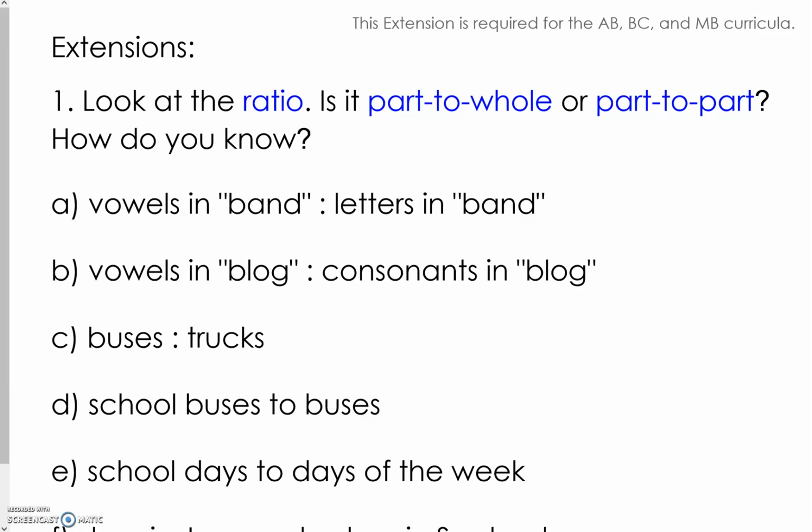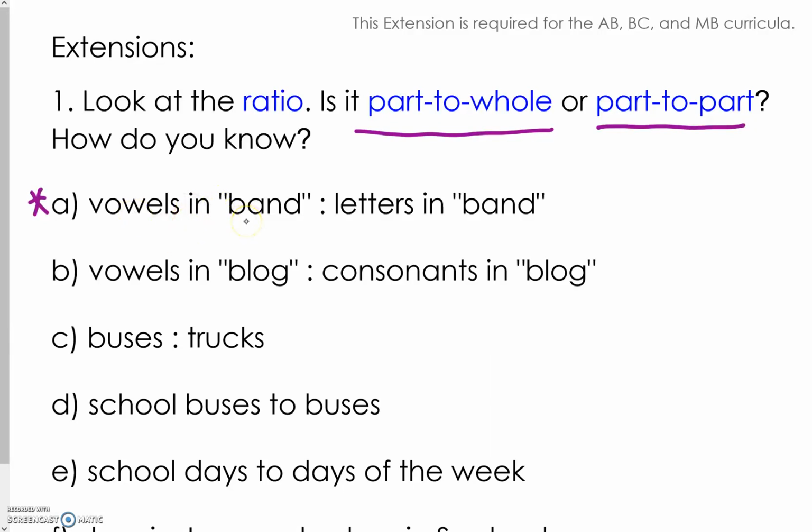There are two types of ratios. Ratios may be part to whole or part to part. This will make more sense with an example. Let's look at A together. We want to represent vowels in the word band to the letters in the word band.